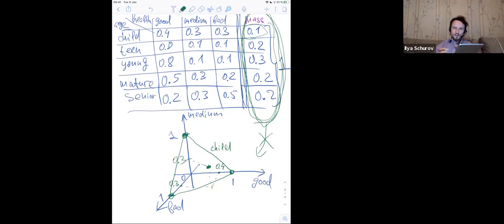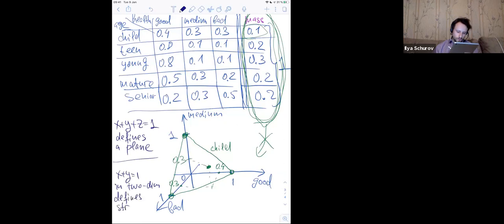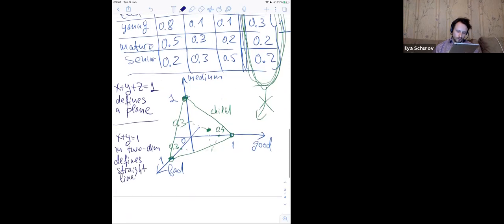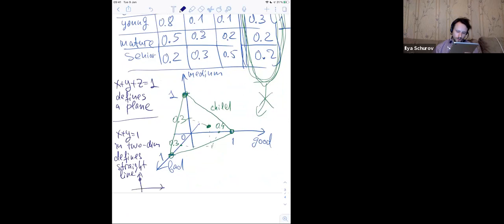And actually, it is some exercise in, I don't know how to say it, linear algebra, probably, to show that our relation is x plus y plus z equals 1. This relation defines some plane. This is just like x plus y equals 1 defines, in two dimensions, a straight line. We considered this thing previously.